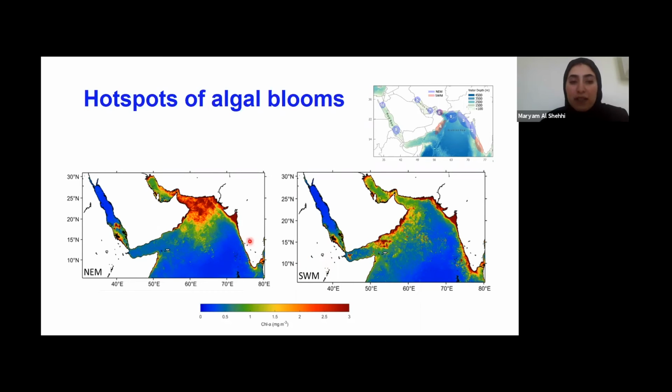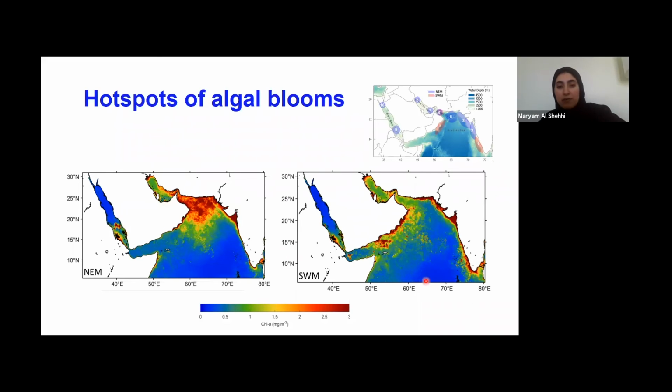And we saw the satellite images are comparable with the hotspot locations that we found based on the data. So in the northeast monsoon, you will see that there are hotspots in the middle of the Arabian Sea, the northern part of it, and also in the Sea of Oman, in the southern center of the Red Sea, and also inside the Gulf region.